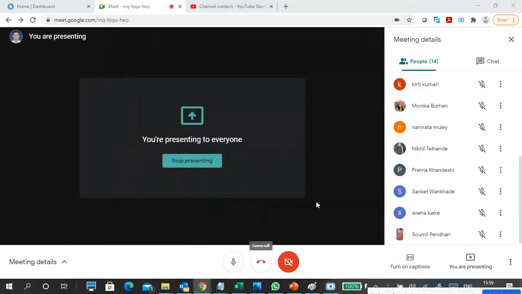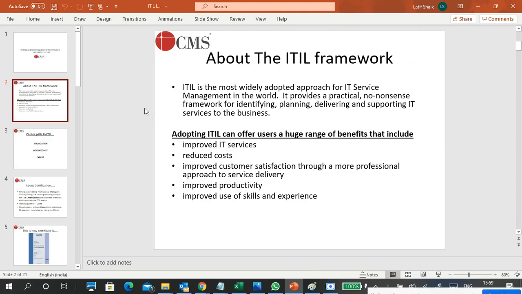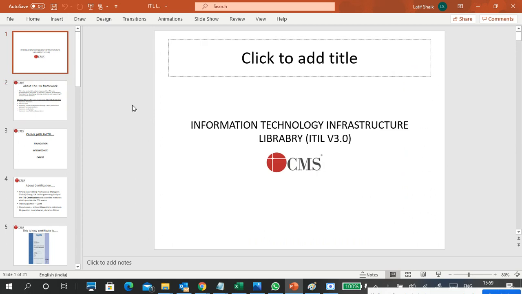Okay, so what is ITIL? ITIL is the IT Infrastructure Library. There is another story also, but I told the company story directly. But here, what is ITIL? IT means Information Technology Infrastructure Library. Remember that one, always.